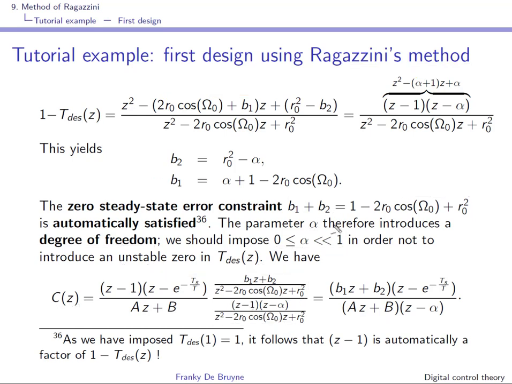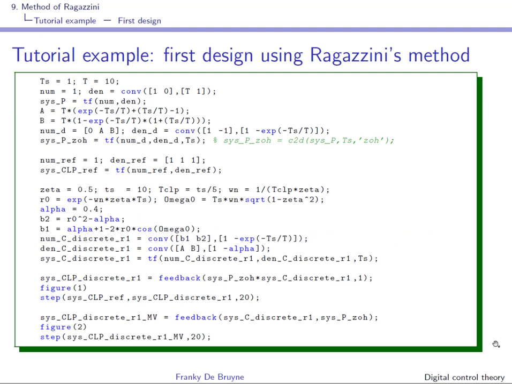Notice also that in this Ragazzini design, b1 and b2 are obtained from these equations here. So they also depend on this parameter alpha that can be used as a degree of freedom. So we can now have a look at the Matlab code to generate the responses using this controller designed with the method of Ragazzini. We work in Matlab, so you'll only be able to see what happens at the sampling instants, and you'll not be able to see the inter-sample behavior.